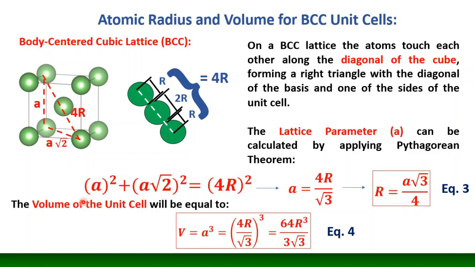Then the volume can be figured out as a function of the atomic radius. Remember that for a cubic unit cell, the volume is the lattice parameter cubed. We saw this before you rearranged to get equation 3, that the lattice parameter is equal to 4 times r over square root of 3. If you take this and cube it, you're going to have the volume equal to 64 times the atomic radius cubed over 3 times square root of 3. That will be the volume as a function of the atomic radius for a metal having a BCC unit cell.